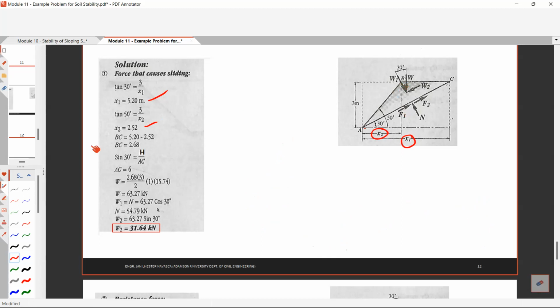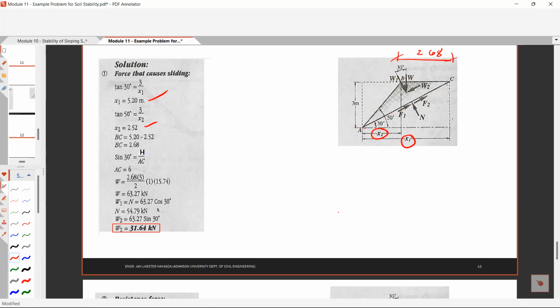So why we need to find BC? Okay, so solve lang natin tong BC. Okay. So to find this BC, BC that is 2.68 meters. So paano ba natin kukunin yung total volume of this W? Ito yung total weight that will cause impending failure. Dito nanggaling yung lakas ng total ng W2, ng W sin theta, the total weight. Okay? So paano natin siya makukuha?